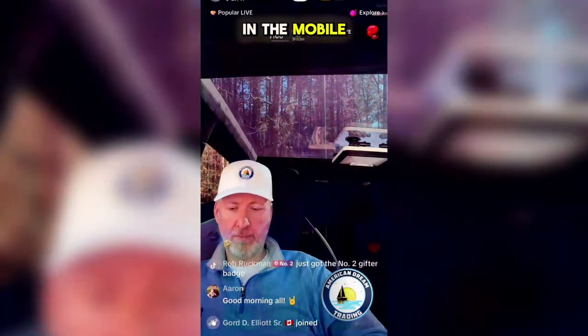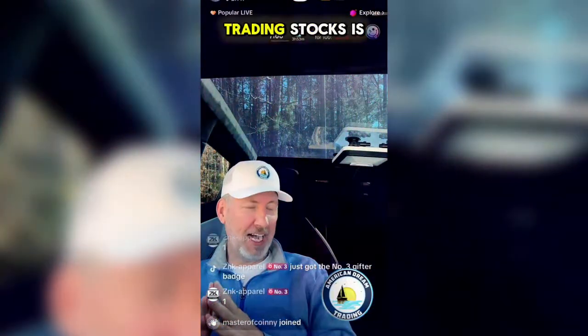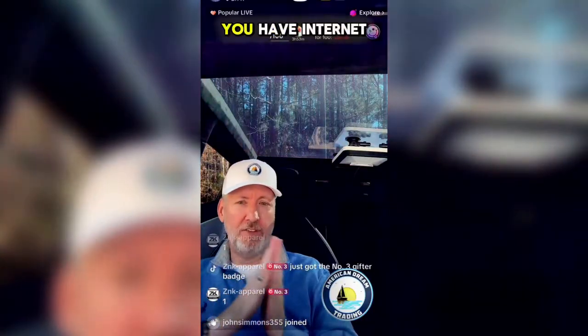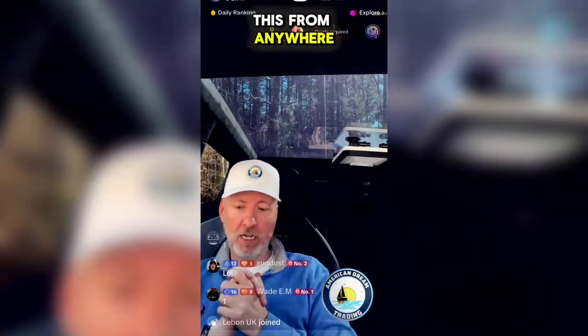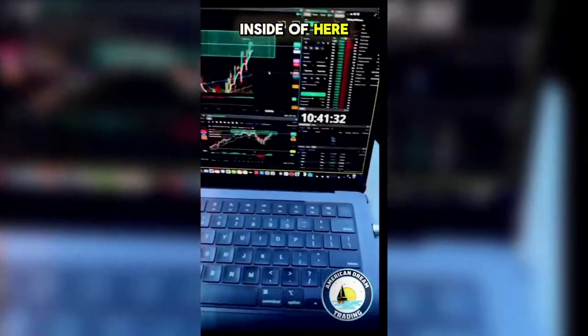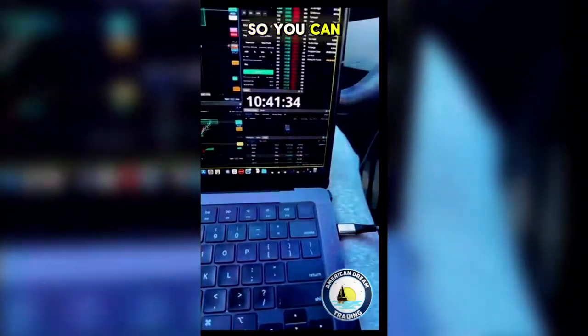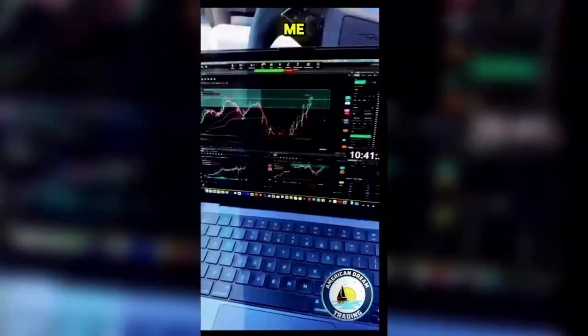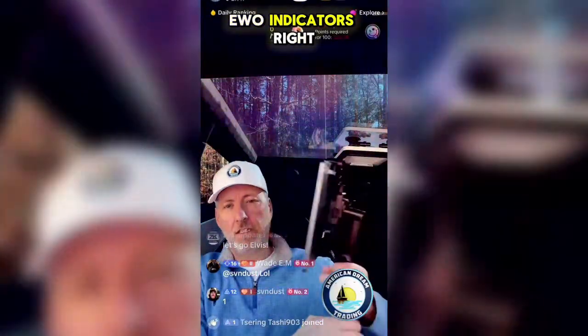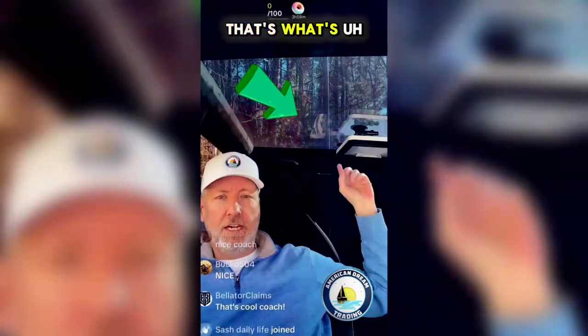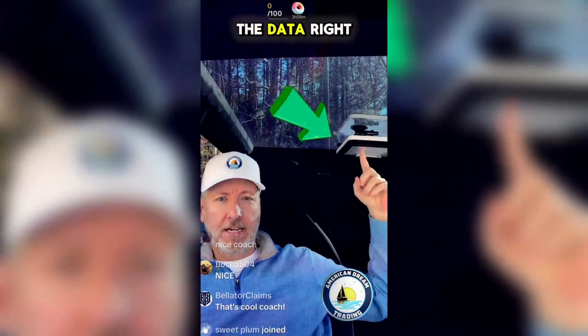Today I am in the mobile command center. The beauty of trading stocks is you can do it from anywhere. As long as you have internet access and a mobile device, seriously, you can do this from anywhere. So right now, let me show you guys what I'm running. You can see I've literally got a laptop on my lap. I'm streaming right off of 2 different phones. I've also got our 2-minute EWO indicators right here. That's what's running all of the data.